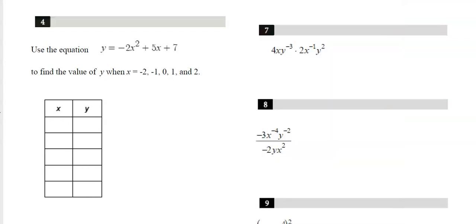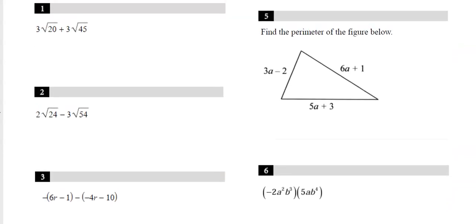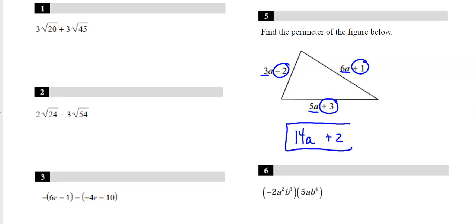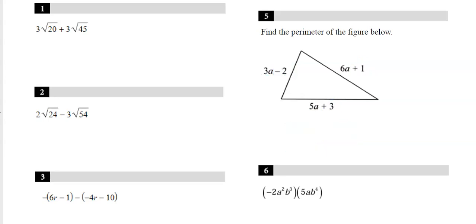All right, moving right along, let's go up to number 5. Find the perimeter of the shape below. So this is just an application of combining like terms. The perimeter means add up all these sides. So I have 3a's plus 6a's plus 5a's. I believe I have 14a's. Then I have -2, +3, so that's 1, plus another 1. It looks like +2. So there would be the perimeter for that shape.